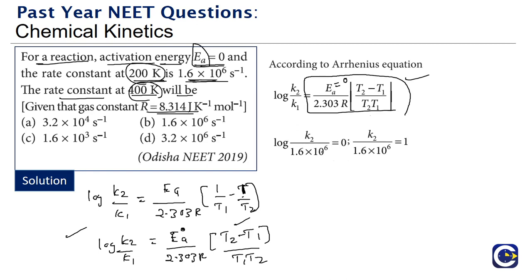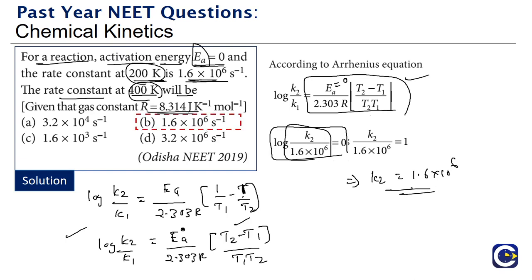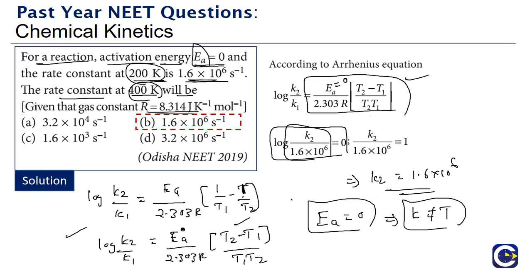So log of K2 by 1.6 into 10 power 6 is equal to 0. Now if the logarithm of any term is 0, the term inside the logarithm must be equal to 1. So K2 by 1.6 into 10 power 6 should be equal to 1. This means K2 will be equal to 1.6 into 10 power 6. So the correct answer is option B. This concludes that if for any reaction the activation energy is 0, then K will not have any relation to the temperature. K will not depend upon the temperature value.